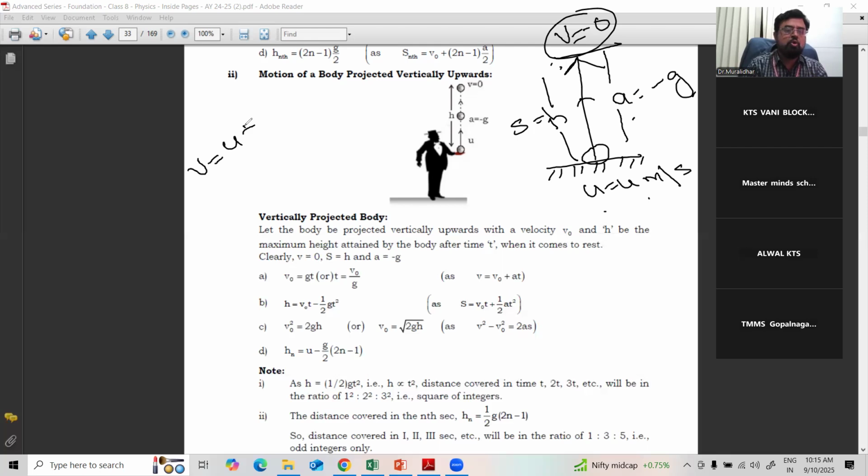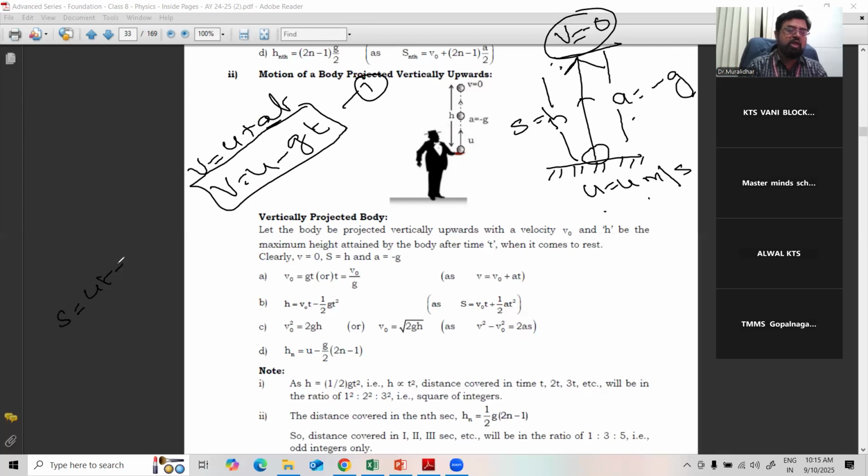So v = u + at is the first equation. You can take v only, or sometimes you can take 0 also. So v = u, and a is nothing but minus g, so v = u - gt. Right? That is equation 1. Second one, s = ut + 1/2 at². So what is s? h. So h = ut, plus because a is minus g, it becomes minus 1/2 gt². Equation 2.